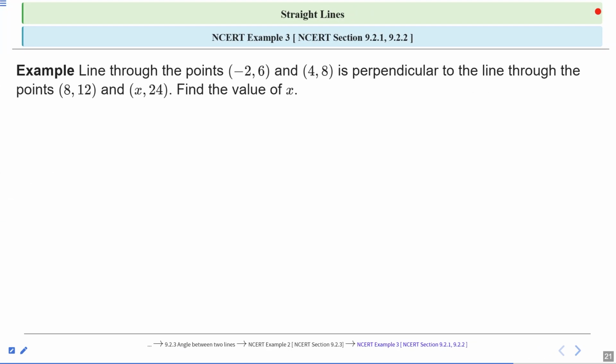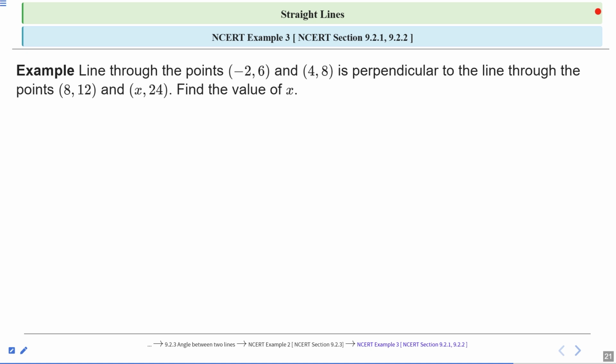So now we will discuss NCERT Example 3. In this example, you can see the line through the points (-2, 6) and (4, 8) is perpendicular to the line through the points (8, 12) and (x, 24). Okay, so what information is given here?